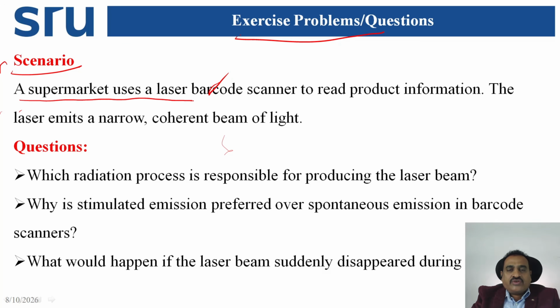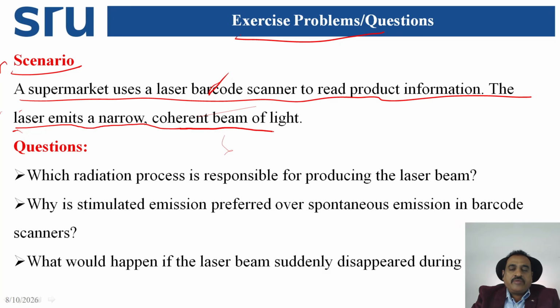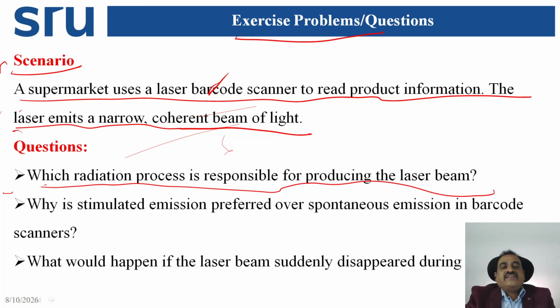A supermarket uses a laser barcode scanner to read product information. The laser emits a narrow, coherent beam of light. So you can see which radiation process is responsible for producing the laser beam. Why is stimulated emission preferred over spontaneous emission in barcode scanners? What would happen if the laser beam suddenly disappeared during the operation? So try to understand here.